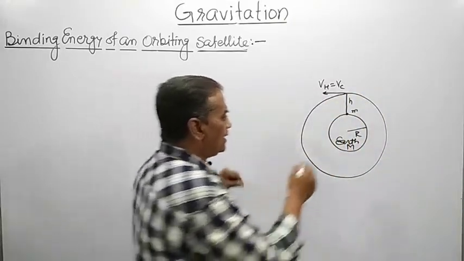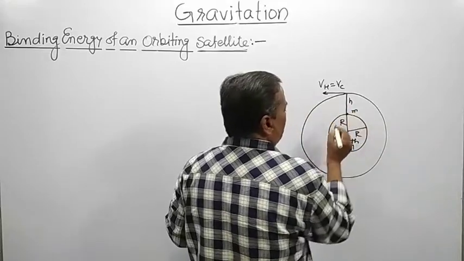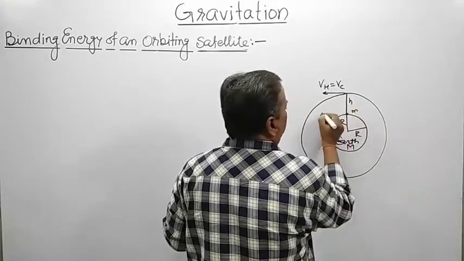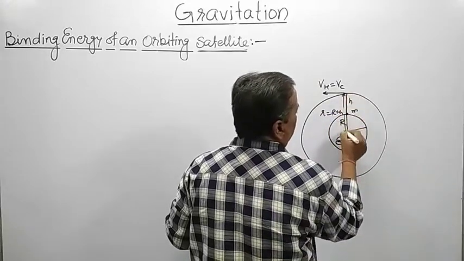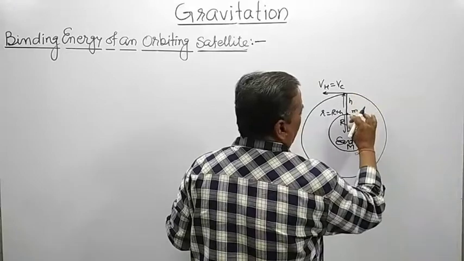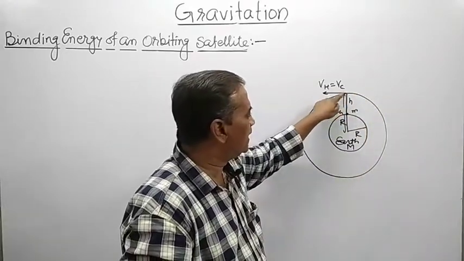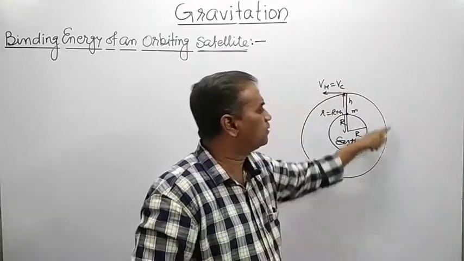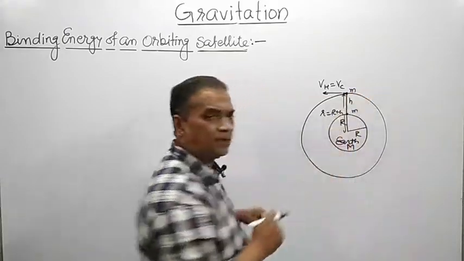What is the radius of this circular orbit? Satellite will revolve in a circular orbit of radius small r equal to R plus h. See here, this height is h and this radius is R. So R plus h is the net radius of circular orbit in which that satellite of mass m is revolving.